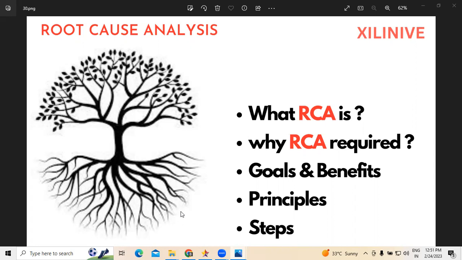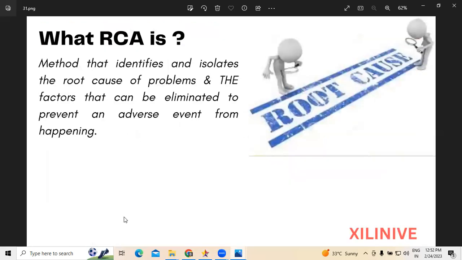Today we are going to discuss what root cause analysis is, why it is required, what kind of goals and benefits we have, what the principles are, and what steps we need to follow. Last but not least, what tools are used for root cause analysis by any business analyst. To make it very short, root cause analysis is a method to identify and isolate the causes of problems, followed by the factors that can be eliminated to prevent an adverse event from happening to the customer.